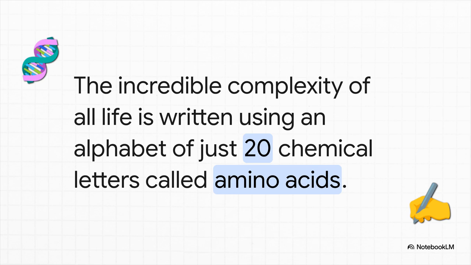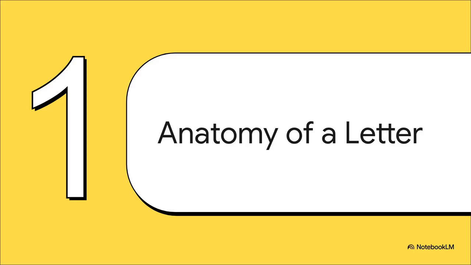All of the unbelievable, staggering complexity of life on Earth, from a tiny little bacterium to a giant blue whale, it's all written using a simple alphabet of just 20 chemical letters. We call these letters amino acids, and they spell out the instructions for building the little machines that run our bodies, proteins.